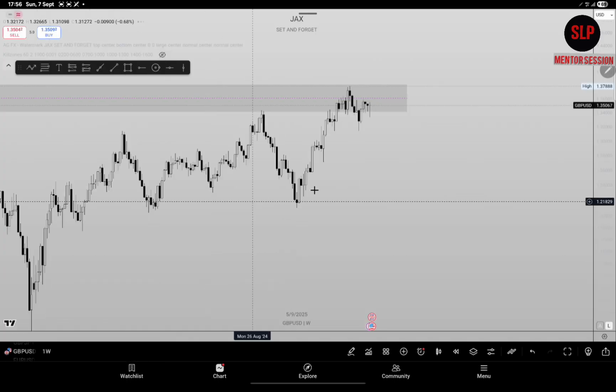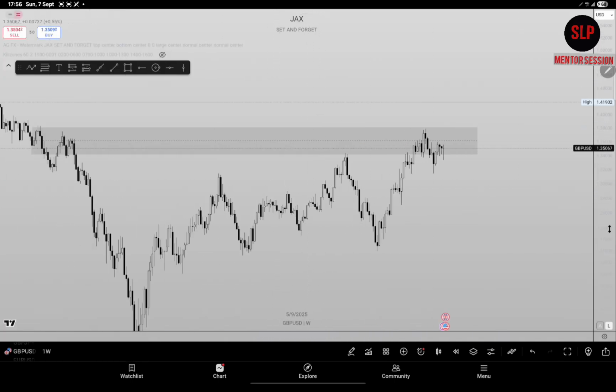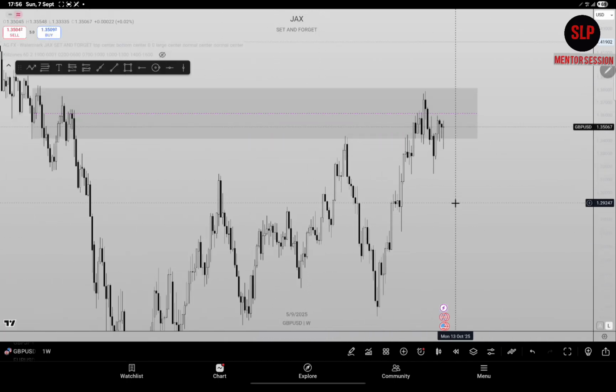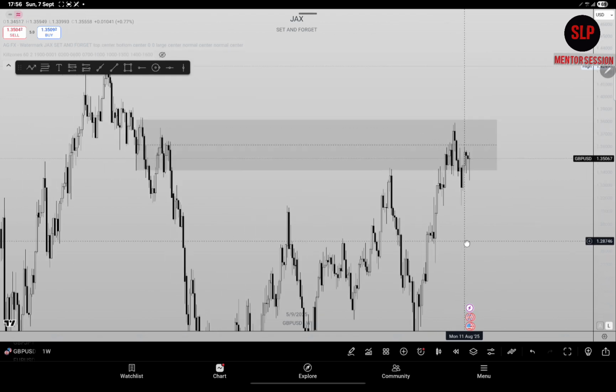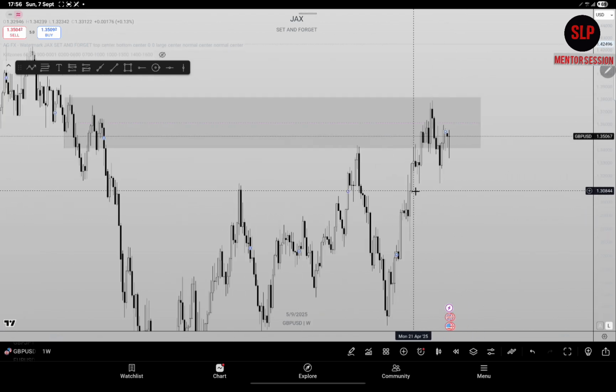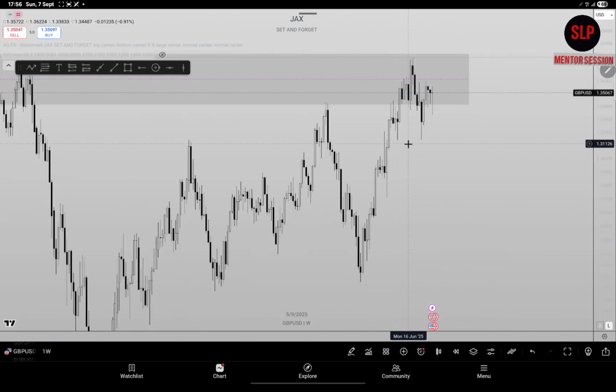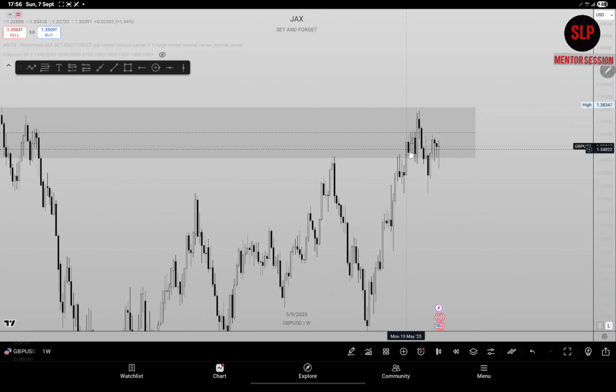There's not much in here. I love GBP USD. GBP USD is like textbook. It's just plain. GBP USD is plain, bro. Very plain. So what do we have? There's not much to see.